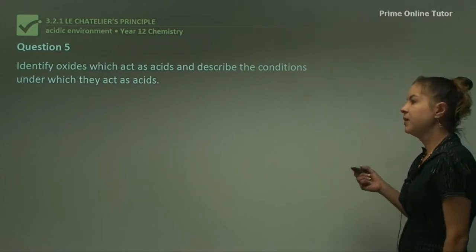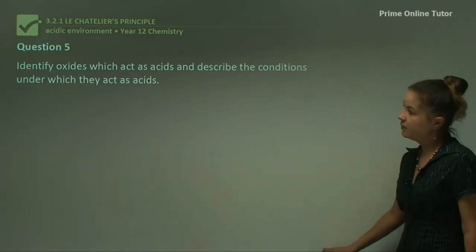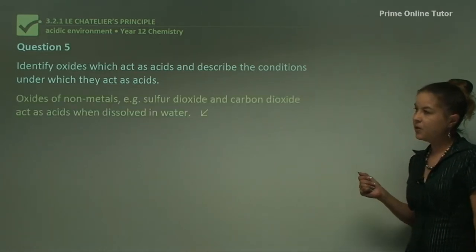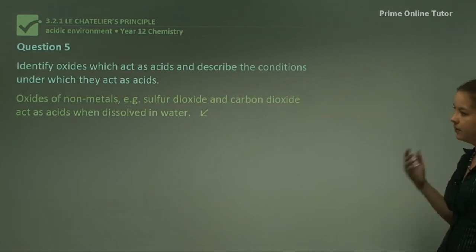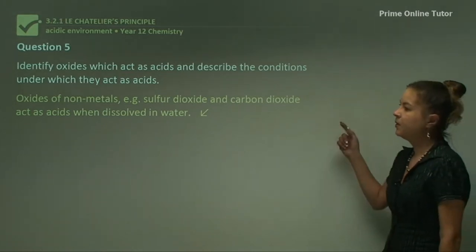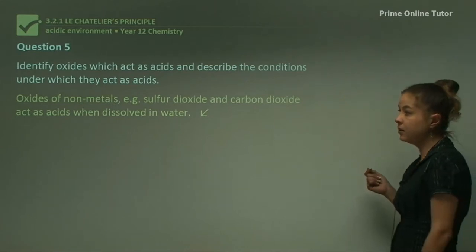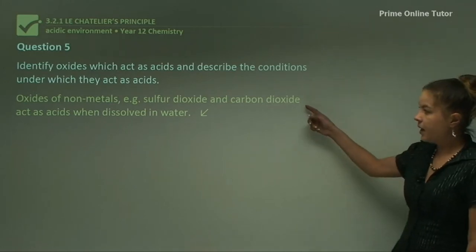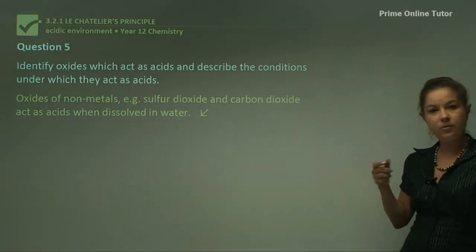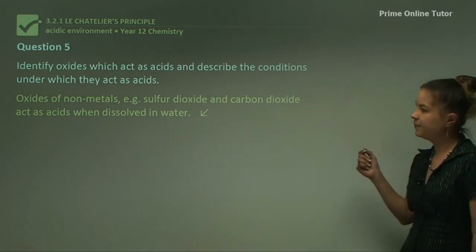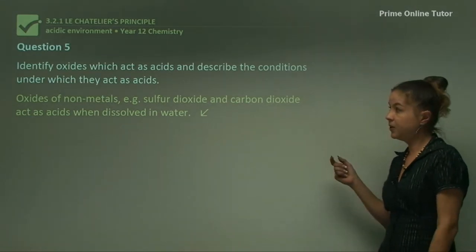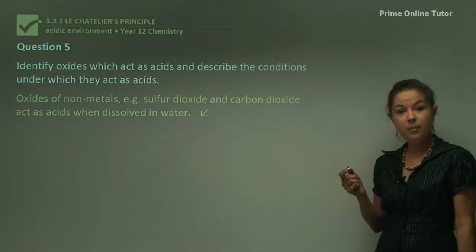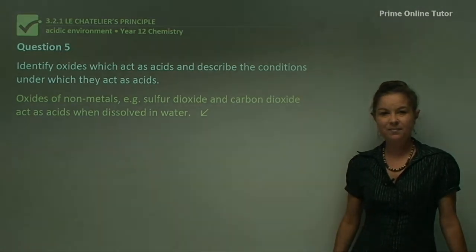Finally, question 5. Identify oxides which act as acids and describe the conditions under which they act as acids. Oxides of nonmetals: just remember that the majority will be acidic oxides, for example, sulfur dioxide and carbon dioxide. And the conditions: they'll act as acids when they're dissolved in water, such as carbonated drinks. Carbon dioxide in drinks will make the drinks slightly acidic. So that wraps up the discussion about oxides and their characteristics. Next time I'll be discussing the periodic trends of oxides.